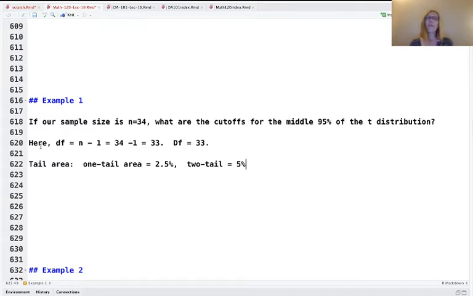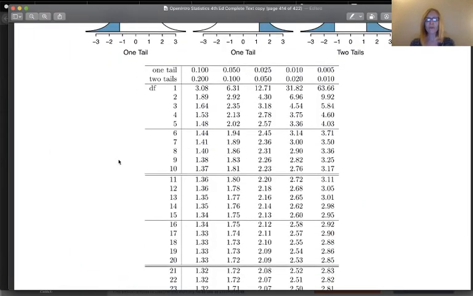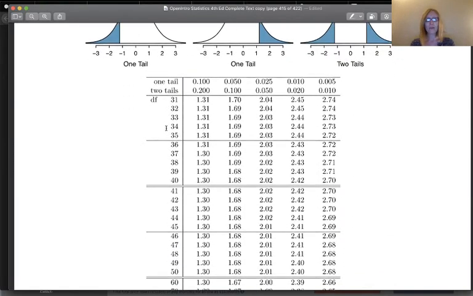Later on, when we do hypothesis tests, it'll be more useful for us to be careful about which one's which. But here, it kind of doesn't really matter. Either way you want to think about it, it's exactly the same information on the table. So let's go look it up. We've got degrees of freedom 33. And our one tail area, let me scroll down. Here's degrees of freedom 33.